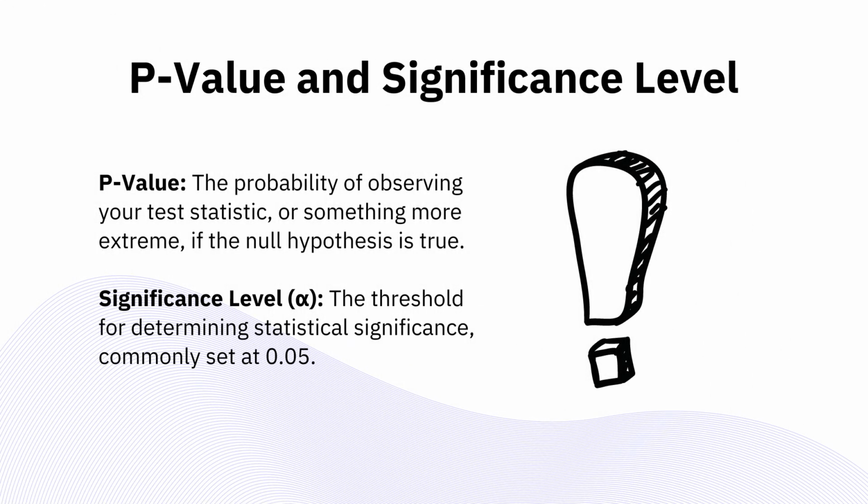The p-value is the probability of observing your test statistic, or something more extreme, assuming the null hypothesis is true. It helps determine whether the test results are statistically significant. If the p-value is less than the chosen significance level, often 0.05, you reject the null hypothesis, indicating that the results are unlikely to have occurred by chance.